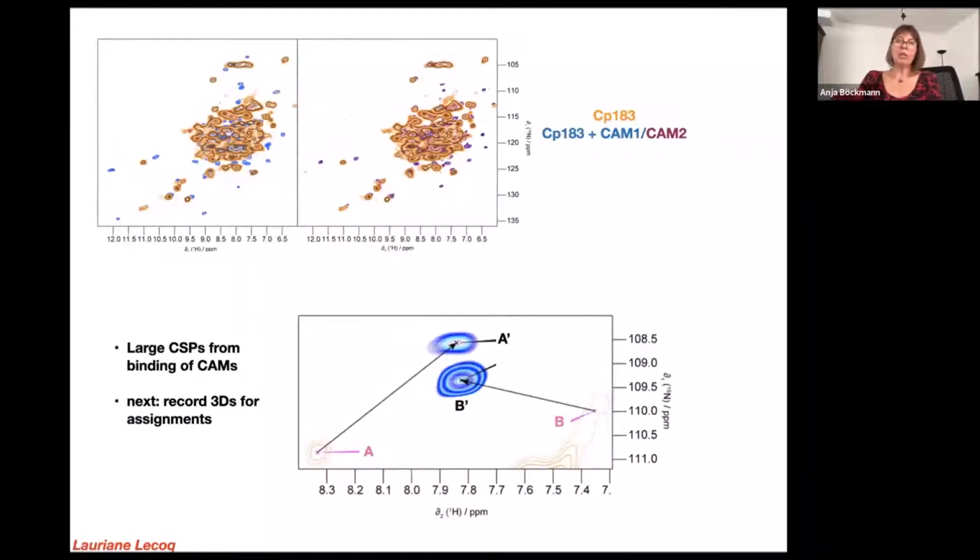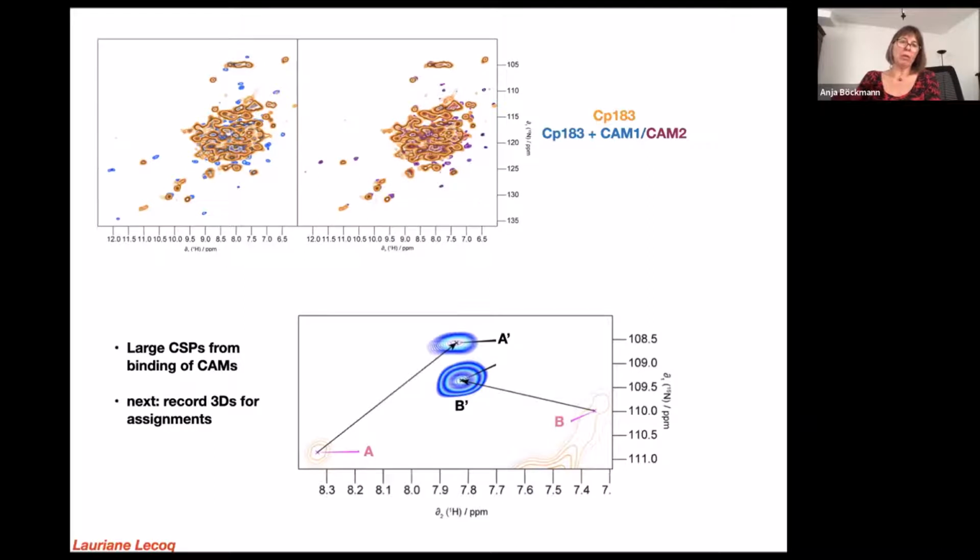You can see here overlain on the CP108 capsid without CAMs, so we have 2 different ones here. And we observe large CSPs from the binding of the CAMs. So you can see here, for example, peak A moves quite a lot on the scale here. It's about half a ppm in protons, and even more than a ppm in the nitrogen dimension. Peak B also moves quite a lot. So this is where we stand at the moment.